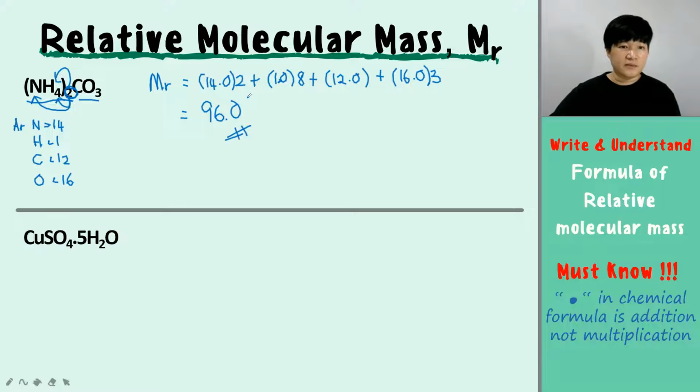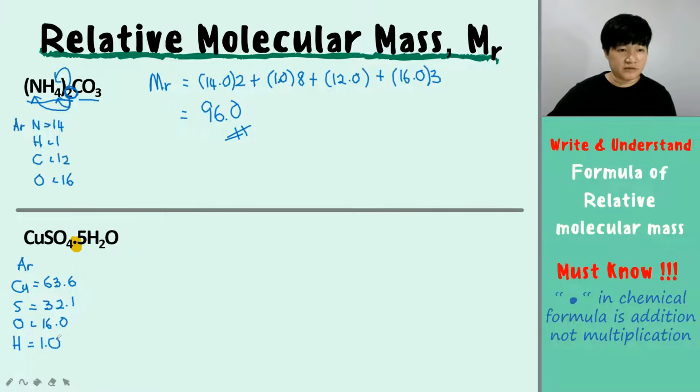Another example. What happens when you have a dot? What does the dot stand for in chemistry? Before that, the relative atomic mass of copper is 63.6, sulfur 32.1, oxygen 16.0, hydrogen 1.0. That is all the relative atomic mass that you need to know. From this, let's calculate the relative molecular mass. First and foremost, you have your copper.